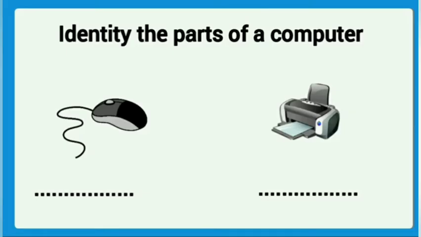It is a mouse. Spelling: M-O-U-S-E, mouse. Then next one, what is the second one? It is a printer. Spelling: P-R-I-N-T-E-R, printer.